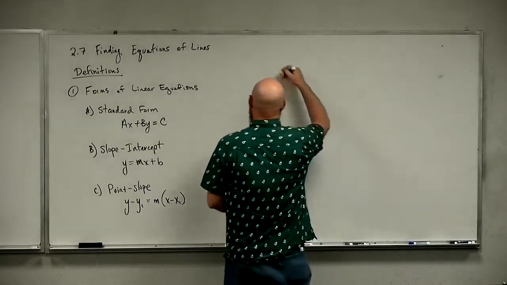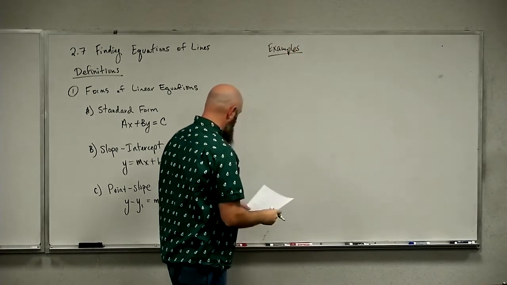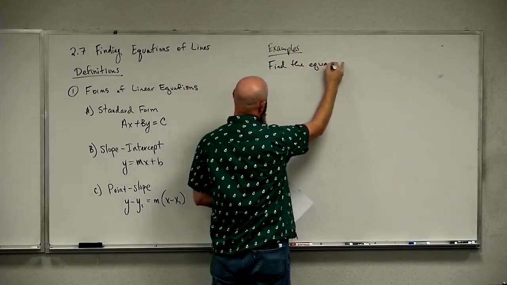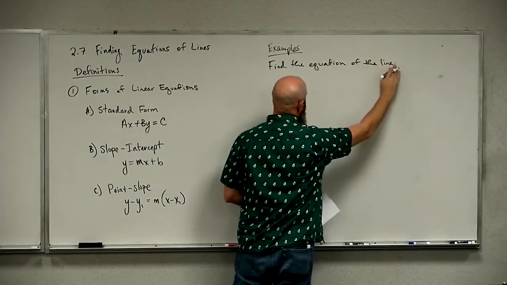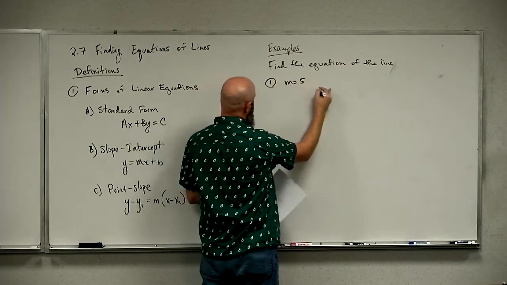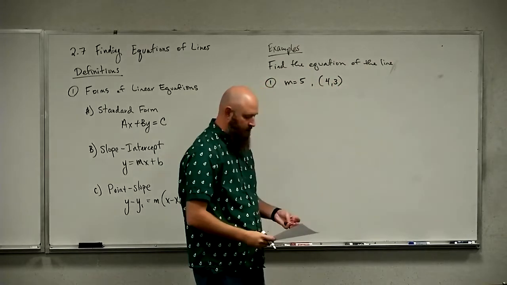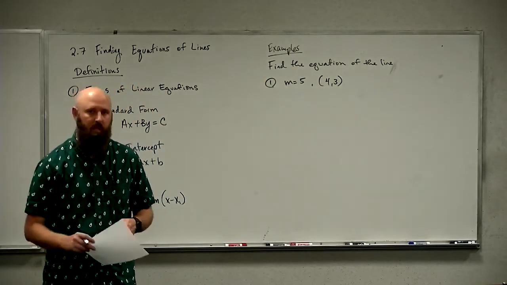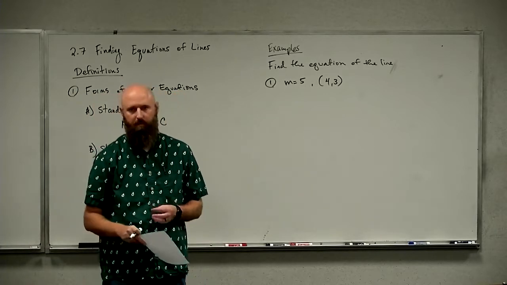All right, so let's get into our examples. All of our problems are going to say find the equation of the line. That is our direction for today. So number one: m equals 5, and we have the point (4, 3). We're going to be given a lot of different styles: slopes, points, different information, and we have to determine the equation from that information.